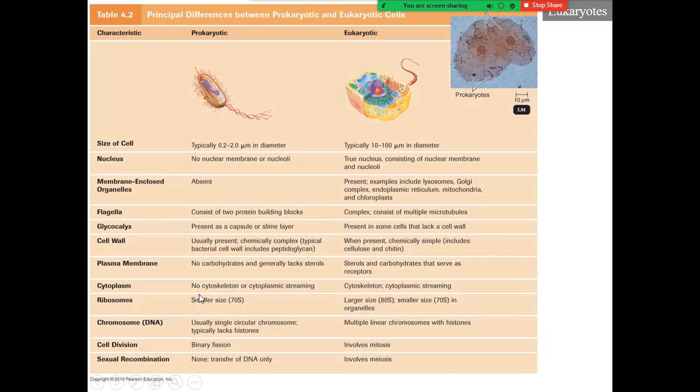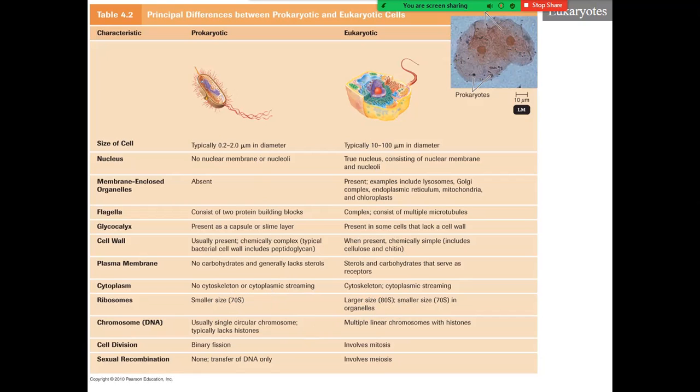The cytoplasm, this is a little bit out of date, the book. It's been known for at least 10 years now that prokaryotes do have a primitive cytoskeleton, but it's primitive compared to the extensive cytoskeleton of a eukaryotic cell. And then eukaryotic cells have cytoplasmic streaming, which is absent in the prokaryotic cell. The ribosomes are present in both, but the ribosomes are smaller in prokaryotes, they're 70S, and they're larger in a eukaryote. We'll talk about the organelles having smaller ones later.